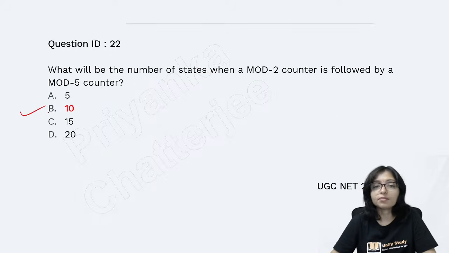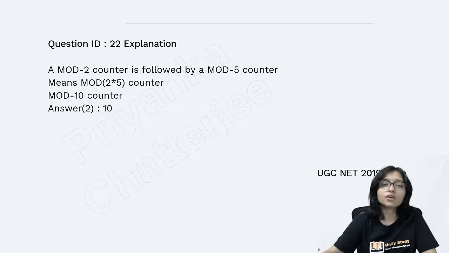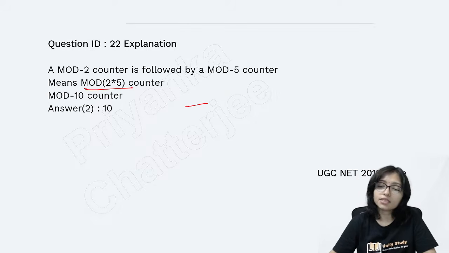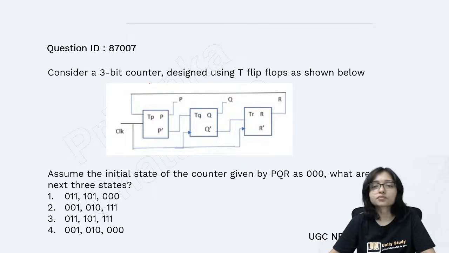Yes, the answer will be B, because it is a simple one. You have to do 2 multiply 5, because I have to take all the possibilities. So 2 multiply 5 means there will be 10 states only.